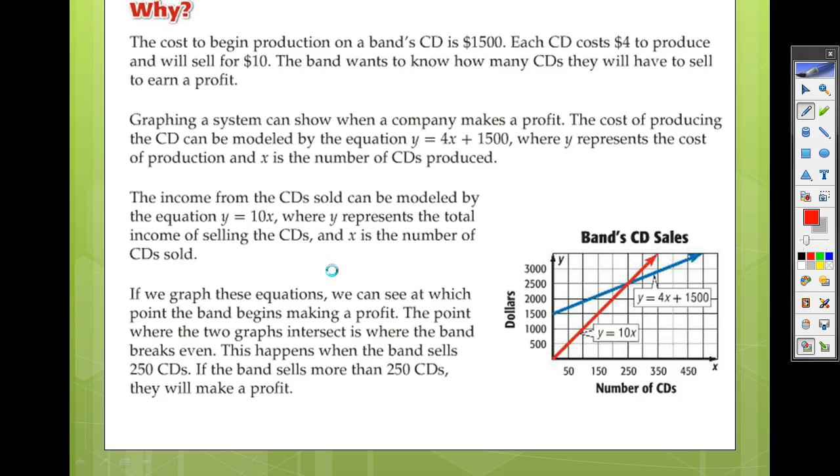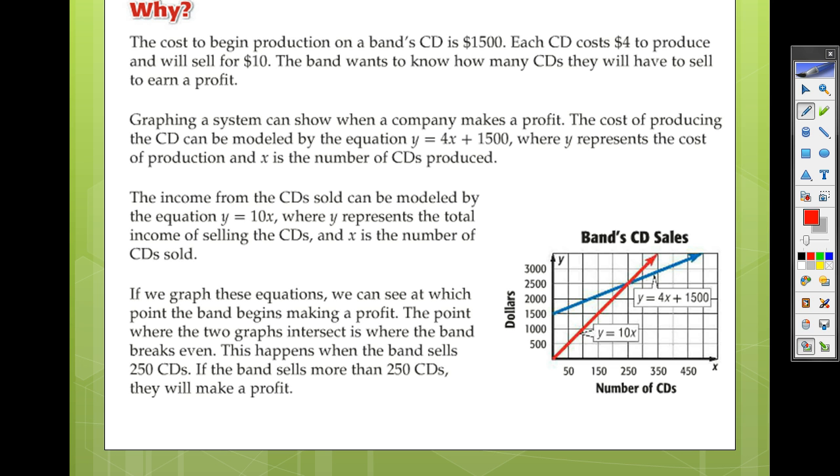Okay, so why are we doing this? Here's a scenario where you would use this in a real-life situation. The cost to begin production on a band CD is $1,500. Each CD costs $4 to produce and will sell for $10. The band wants to know how many CDs they will have to sell to earn a profit. A lot of these scenarios for solving systems is to find when will they break even. Graphing a system can show when a company makes a profit.